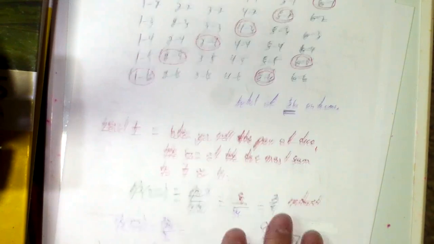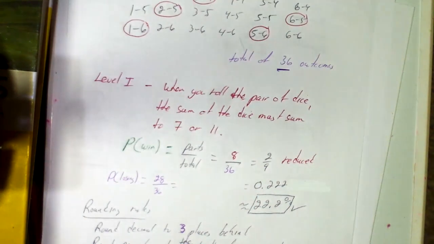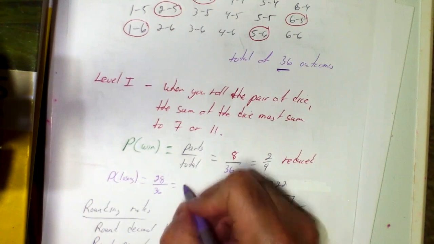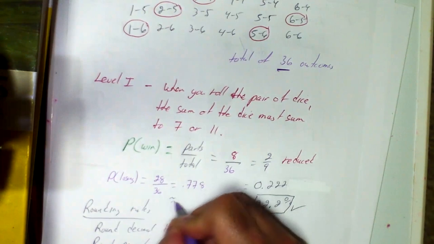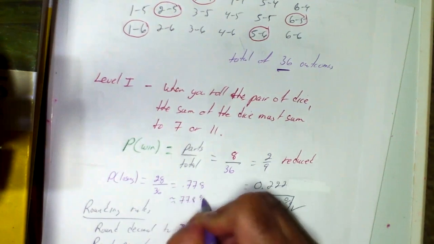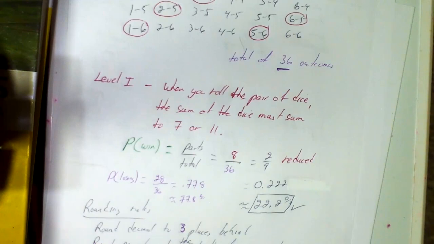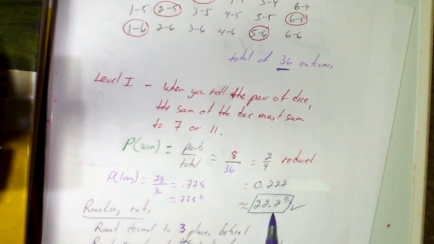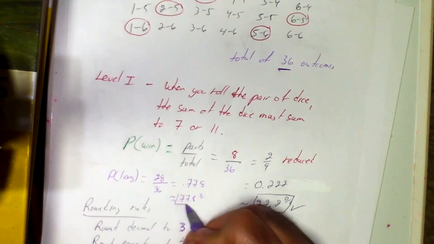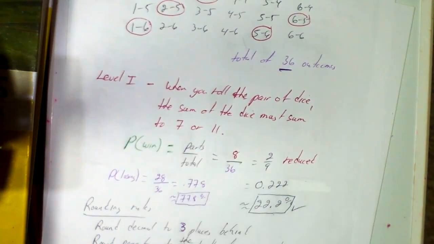So the probability of losing in level one then becomes 0.778, or 77.8% of losing. That's just losing. So winning is 22.2%. Losing is 77.8%. Hey, good odds. Good odds.